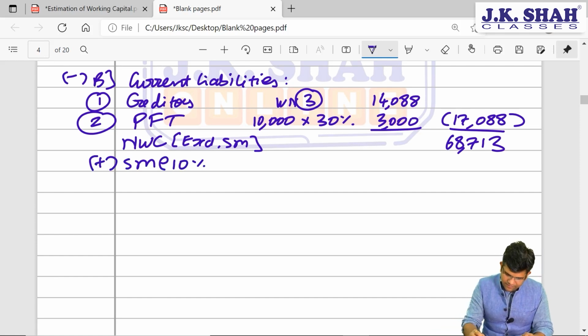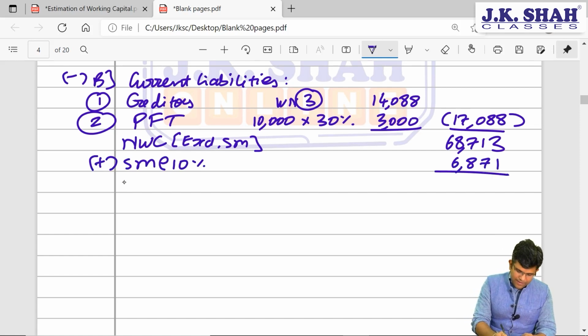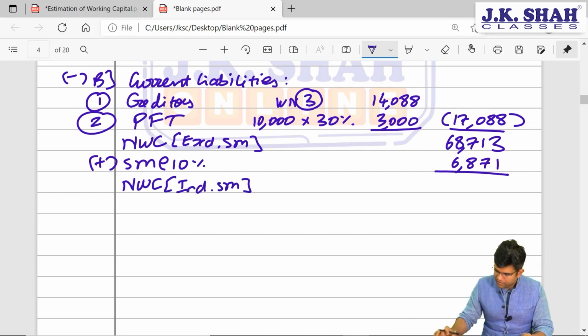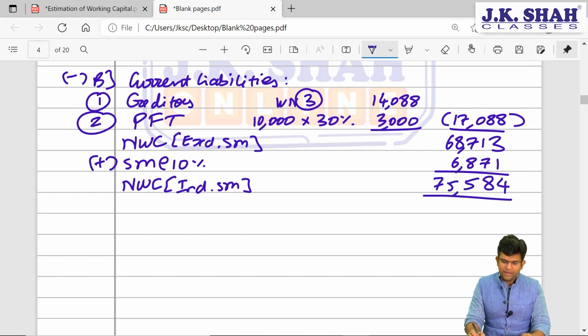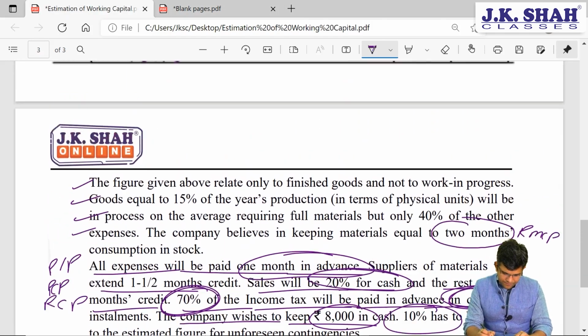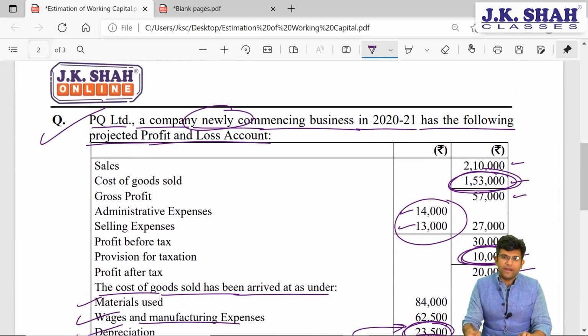So 68,713 into 10% is obviously 6871, and if you add, you will get net working capital including safety margin, as 68,713 plus 6871, and that will come to 75,584. Everybody clear? 75,584. This is your final answer of this question. I hope you understood the discussion of the entire question.